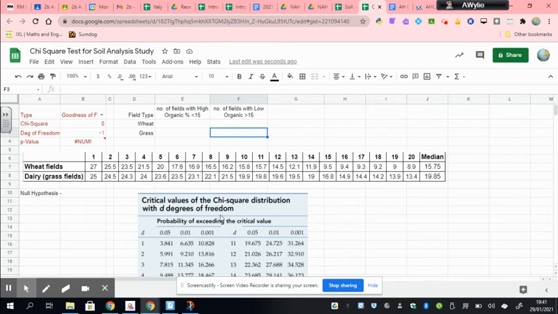So if we first of all have a look at our data, what are we analyzing in this? Well, we are analyzing whether there is a difference between the number of fields that have a high or low organic content and the number of fields that, in this case, dairy, that have high or low content. So is there some kind of difference in the organic content between wheat and dairy fields?